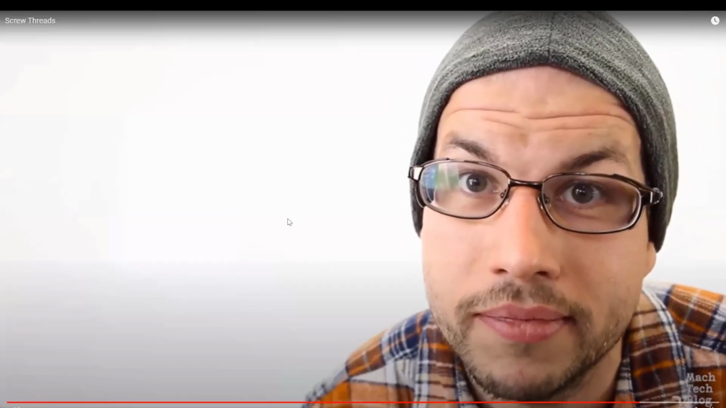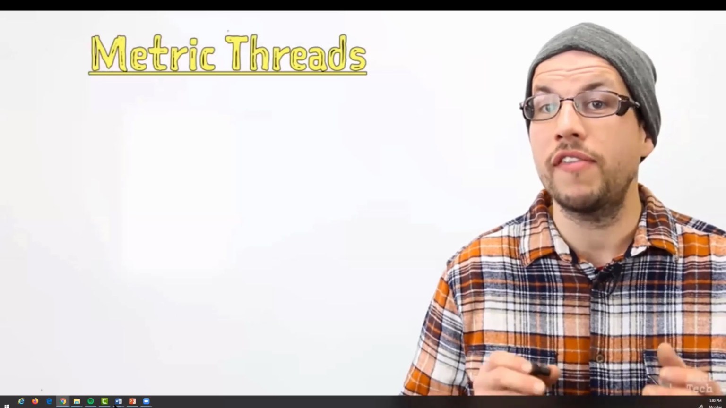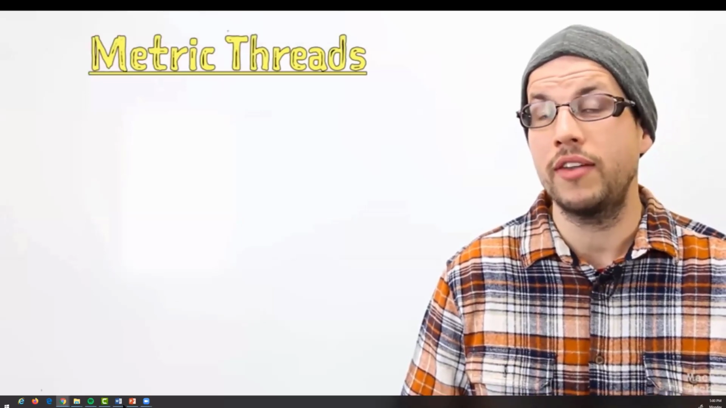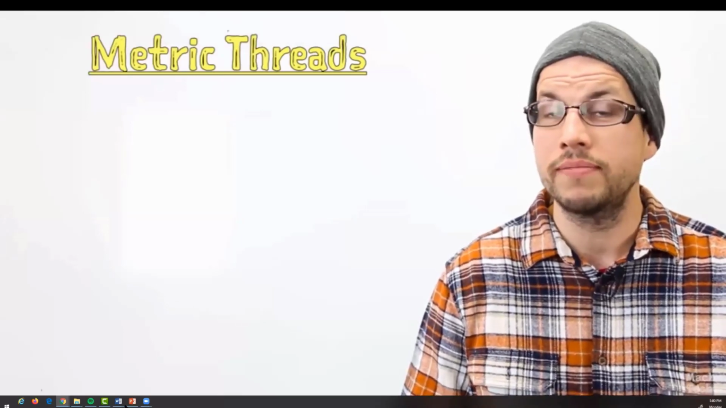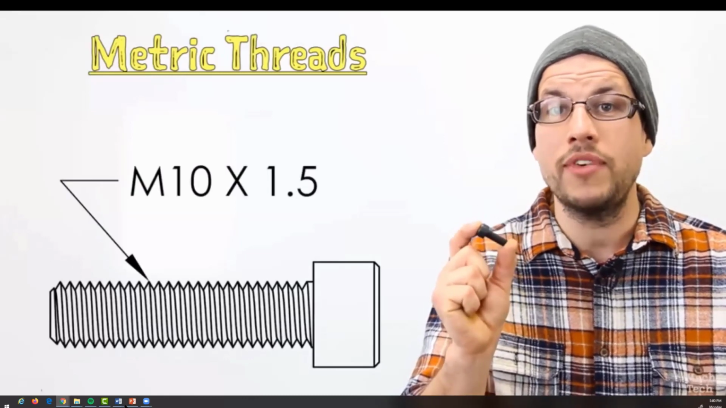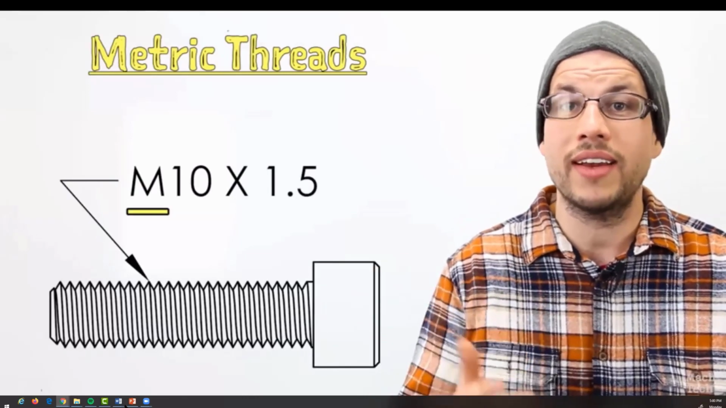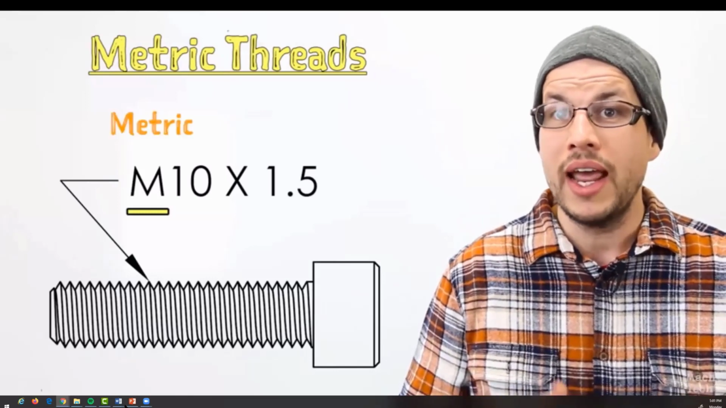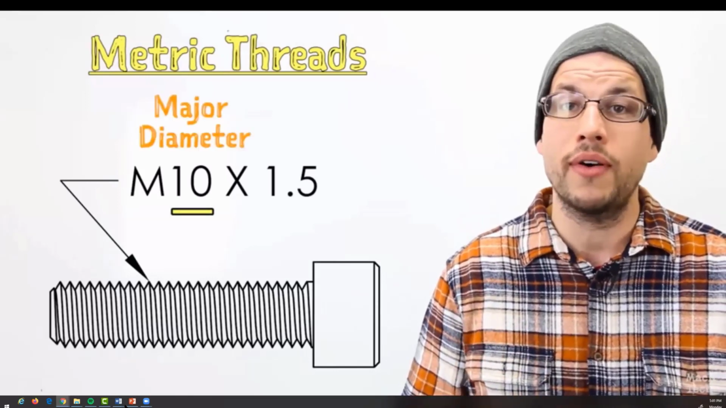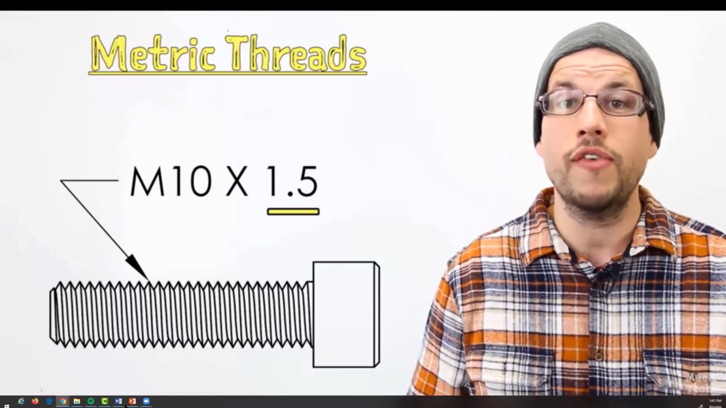This is all fine for inch threads, but most of the rest of the world is on the metric system. Standard metric V threads are physically similar to unified threads, but they're specified a little differently. In this example, we have an M10 by 1.5 thread. Not surprisingly, the M designates this as a metric thread, and the 10 is the major diameter of the thread in millimeters. So far, so good.